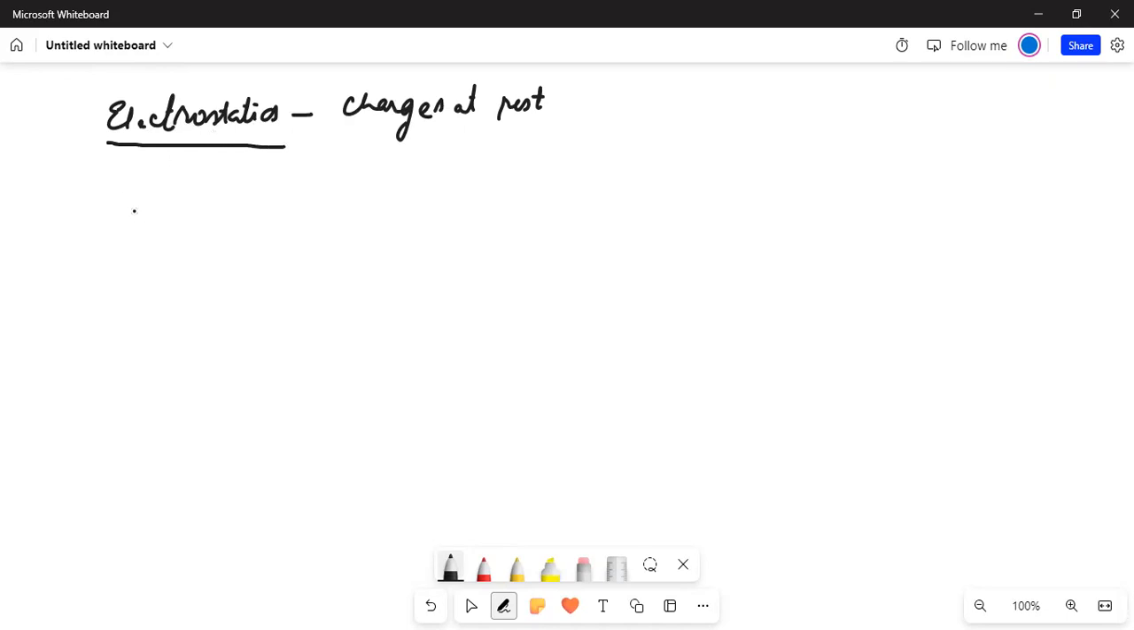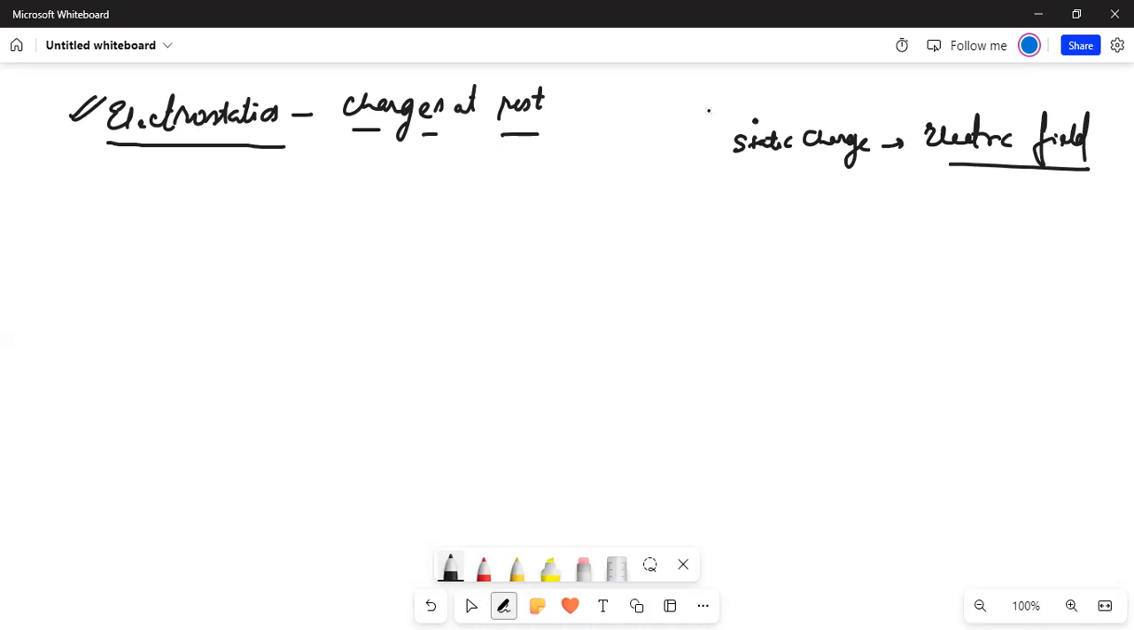Whenever charges are in dynamism, or moving, then we are going to study something called current. The first thing is very much clear: a static charge always produces an electric field around it. What an electric field is, we will come to understand. Don't worry about it.